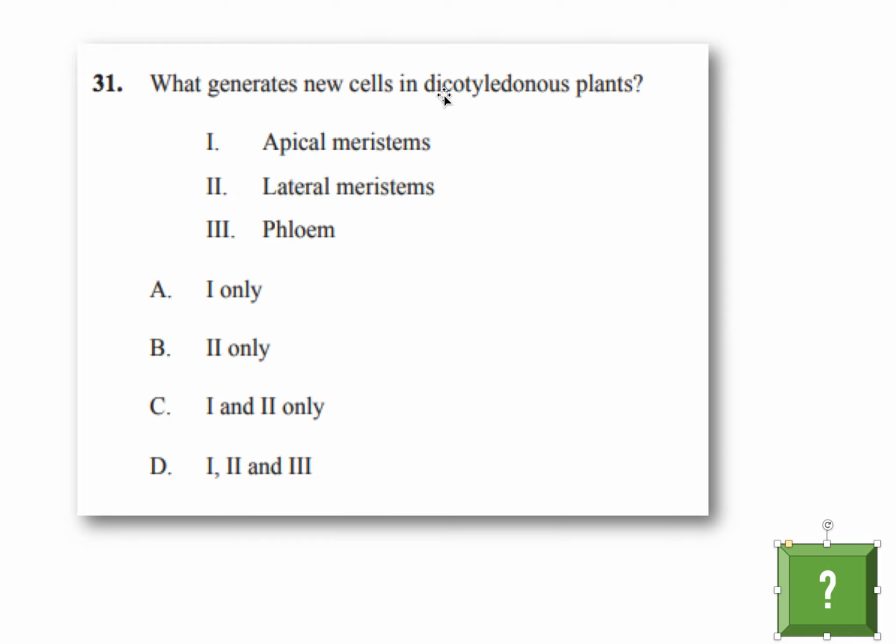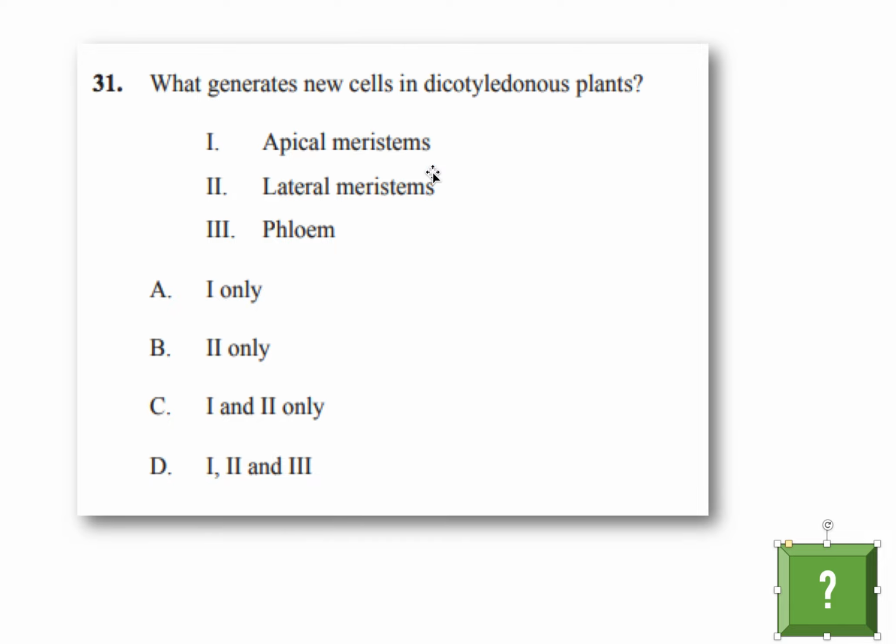Now, dicotyledonous is just a type of plant, okay? Because there's monocotyledonous, dicotyledonous, these two types. But in general, they have so many things in common and just some slight differences. So we can ignore this word and just assume they're talking about all plants, okay? What generates new cells in plants, okay? Is it 1? Is it 2? Is it 1 and 2? Or is it 1, 2, and 3?